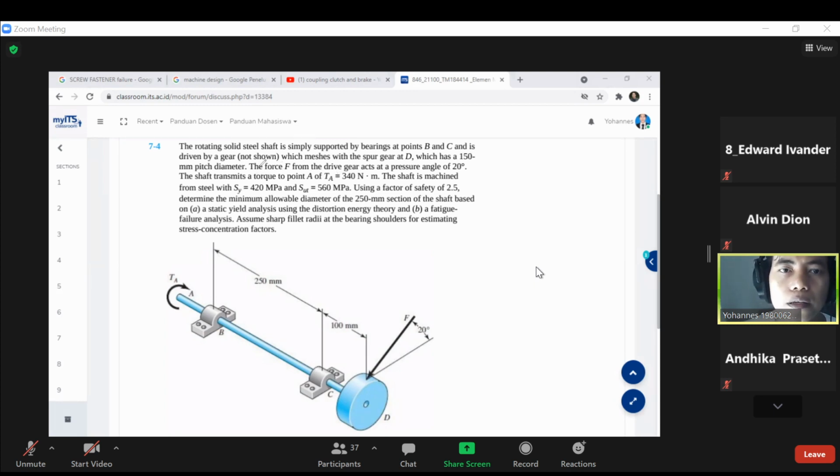And then the pressure angle here, we don't need this. And this is the load here. This is the strength of the material, the safety factor. And this is the diameter.